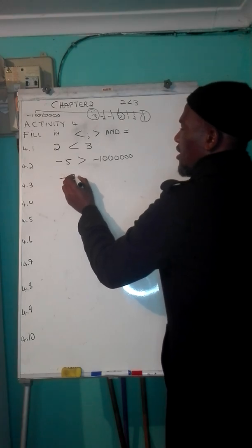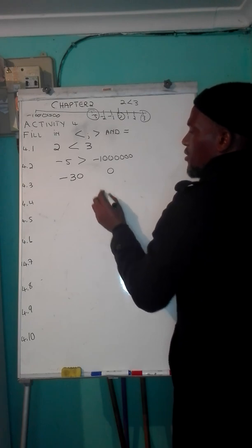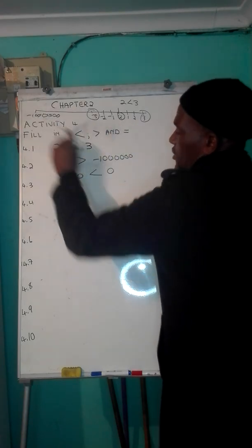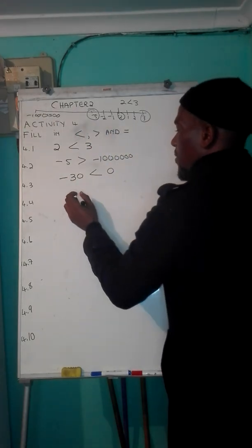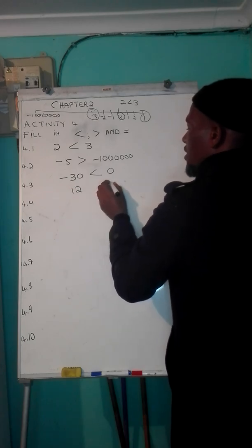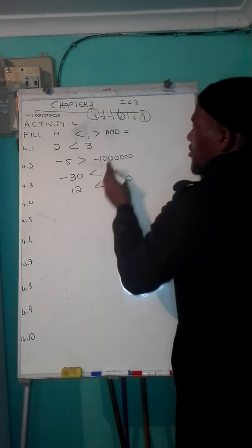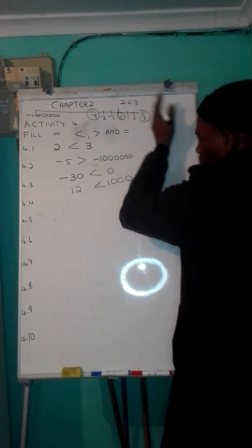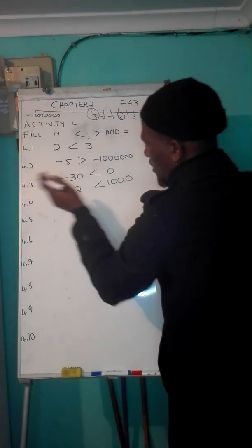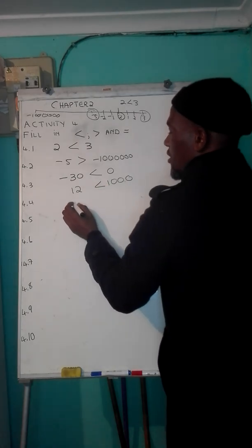Minus 30 and 0. So 0 must be big, because 0 is on the right hand side, and minus 30 is on that side. Okay. 12 and 1,000. 1,000 is big, because 1,000 will be on the right hand side, and 12 will be on the left hand side. So 1,000 is bigger than 12. Okay.